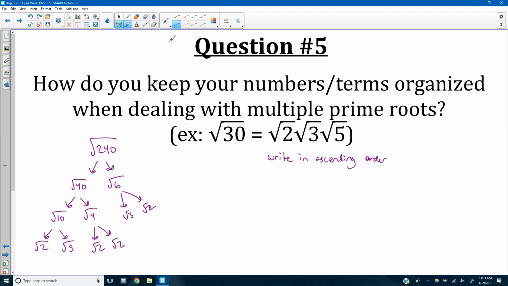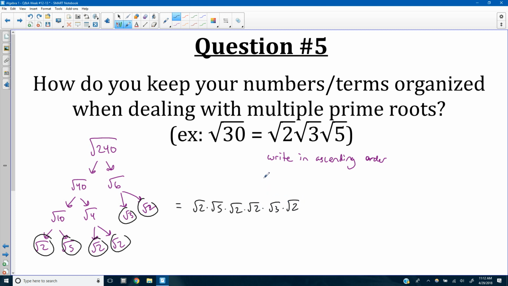So I've come up with my values. These 6 numbers right here, when multiplied together, become 240. 2 times 5 times 2 times 2 times 3 times 2 is 240. So root 2 times root 5, all those multiplied with roots, is root 240. Okay, so if I write this out, that's root 2 times root 5 times root 2 times root 2 times root 3 times root 2, and that gives you 240. And the problem is that these aren't really organized the way that I'd want them to be organized. It would be best if I write them in ascending order.